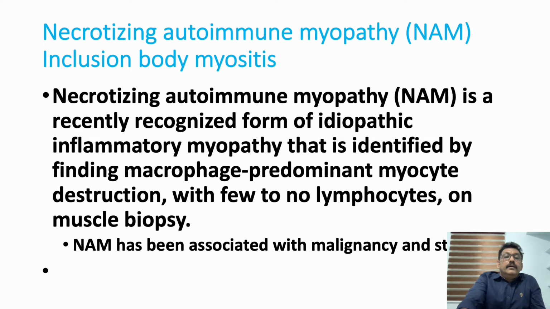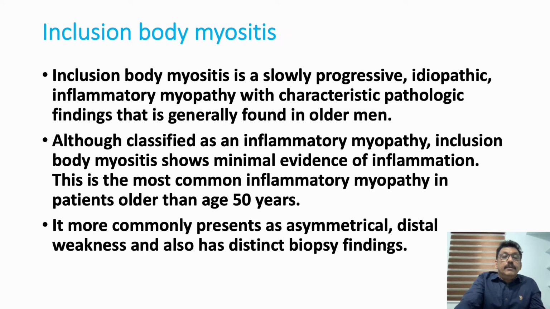Now, another type of immune-mediated myopathy is necrotizing autoimmune myopathy, or NAM, and inclusion body myositis. Inclusion body myositis is very, very important, because it is one myopathy that classically involves the distal group of muscles. This type of myopathy, like necrotizing autoimmune myopathy, is commonly associated with malignancies. Inclusion body myositis, we have already seen, is a progressive idiopathic inflammatory myopathy, and it classically involves the distal group of muscles. It is very common in elderly individuals.